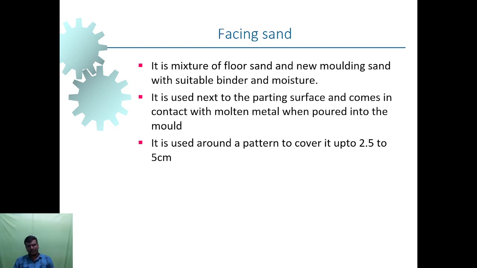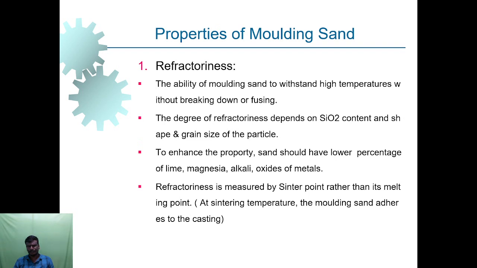Next, the facing sand. It is a mixture of floor sand and new molding sand with suitable binder and moisture. It is used next to the parting surface and comes in contact with the molten metal when poured into the mold. It is used around the pattern to cover it up to 2.5 to 5 cm.